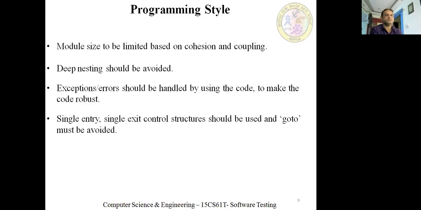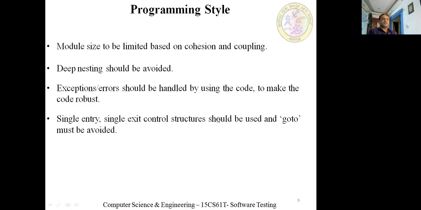Module size to be limited based on cohesion and coupling. Deep nesting should be avoided. Exceptions or errors should be handled by using the code to make the code robust. Single entry, single exit control structures should be used and goto must be avoided. Yes, that is about the programming style.